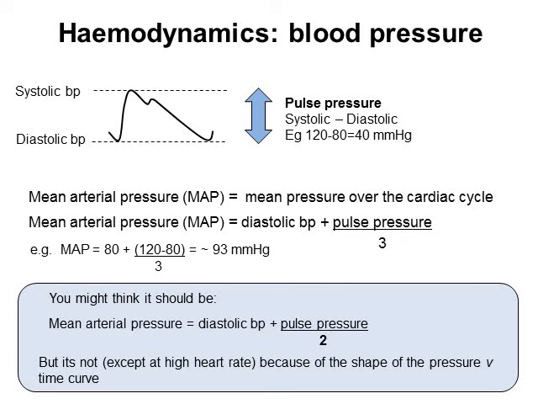That then changes the shape of the pressure versus time curve, which means that we have to divide pulse pressure by 3. You don't need to worry about the physics, flow dynamics, or the maths behind that, but you do need to remember that mean arterial pressure is diastolic pressure plus pulse pressure divided by 3.